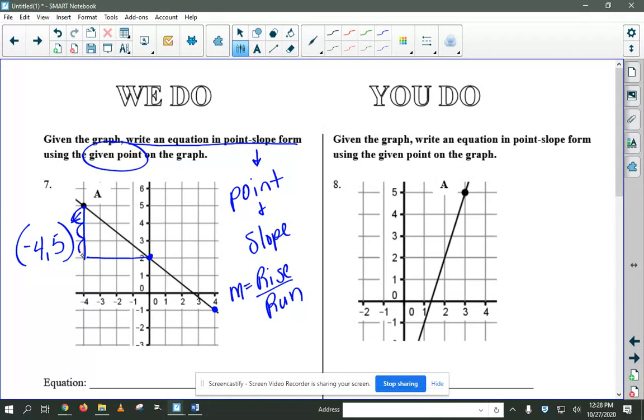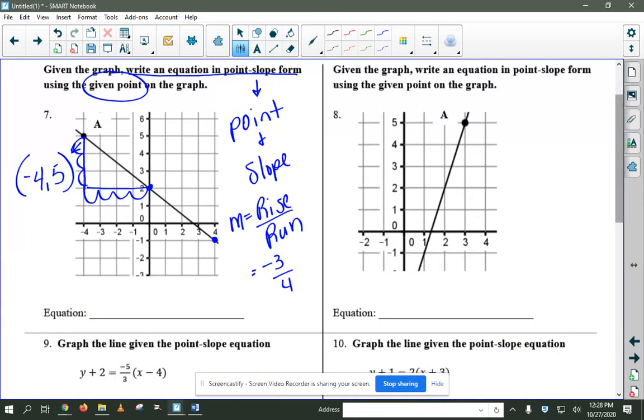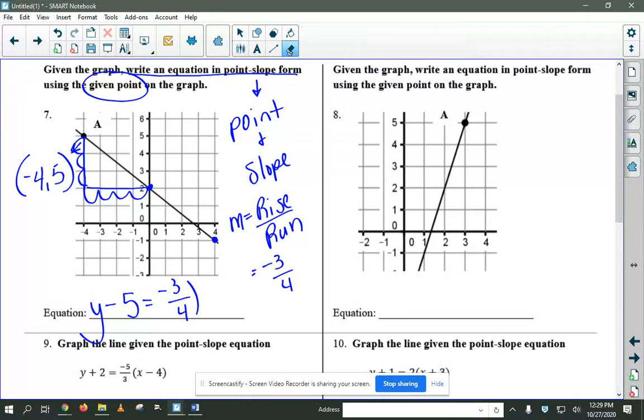I have to go down 1, 2, 3. So my slope is -3 over, I go right 1, 2, 3, 4. That's a positive direction. So I have a slope of -3 over 4. And now I'm going to use this information to write a point slope equation. So again, y minus that y coordinate, which is 5, equals my slope, -3/4, times, wrong parenthesis there, x minus -4, so really x plus 4. Okay.